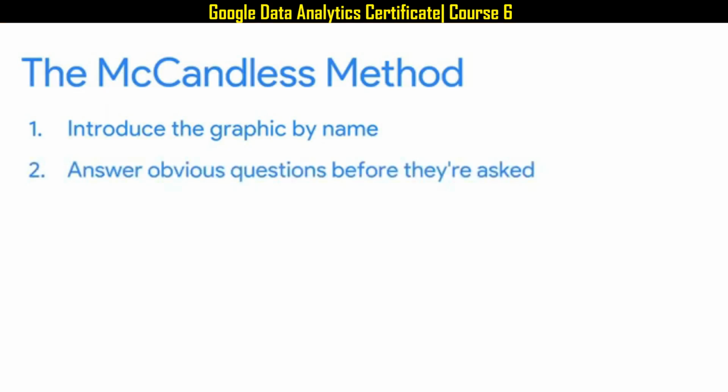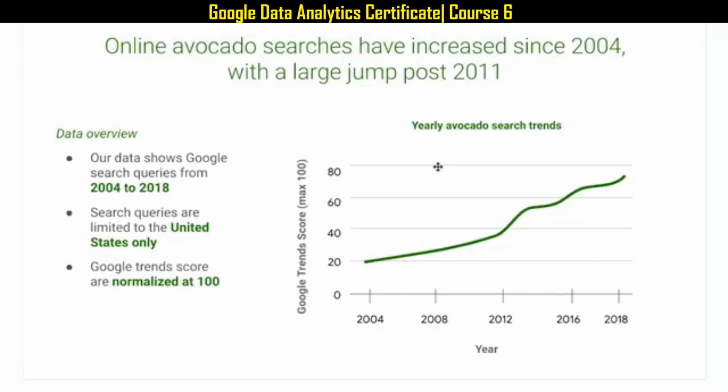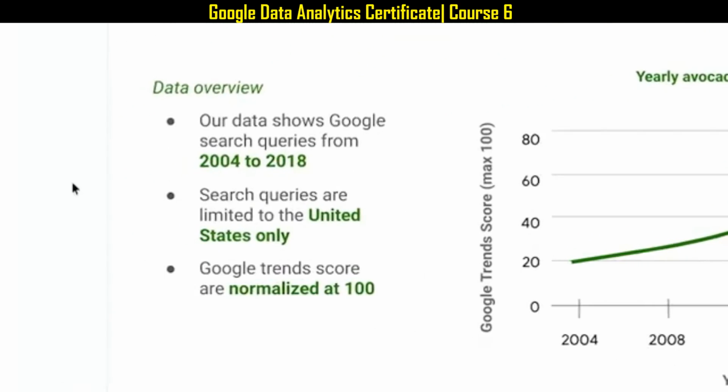Next, you'll want to answer the obvious questions your audience might have before they're asked. Start with the high-level information and work your way into the lowest level of detail that's useful to your audience. This way, your audience won't get distracted trying to understand something that could have easily been answered when the graphic was introduced. We added in the information about when, where, and how this data was gathered to frame this data viz. But it also answers the first question many stakeholders will ask.